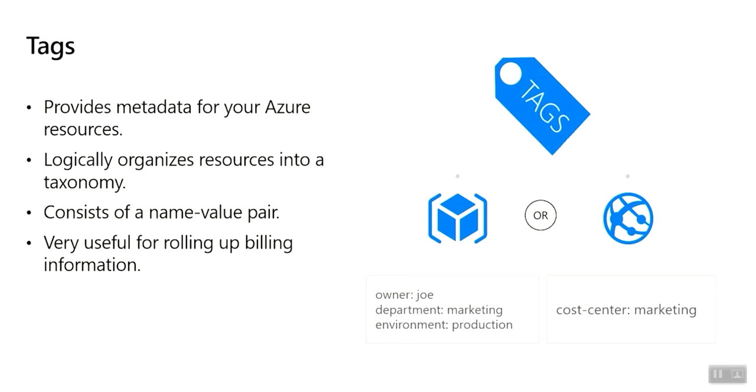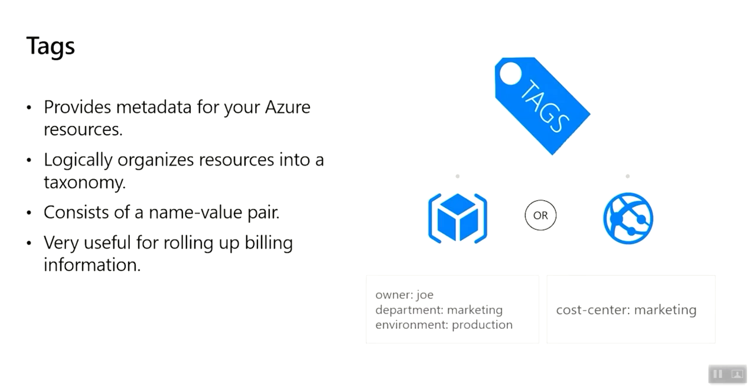Now, tags do not have that parent-child inheritance relationship. So if you tag a resource group, all of the items below it will not have those tags. So instead of having to go through and manually add tags, that's where taking advantage of templates is really great, because you can have all of those tags automatically built in.